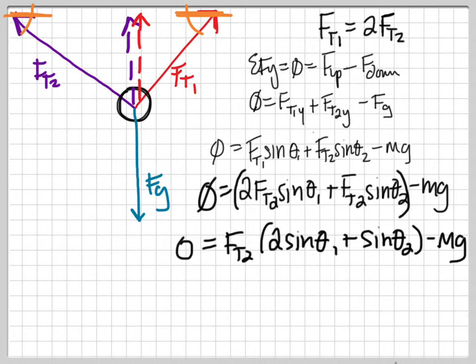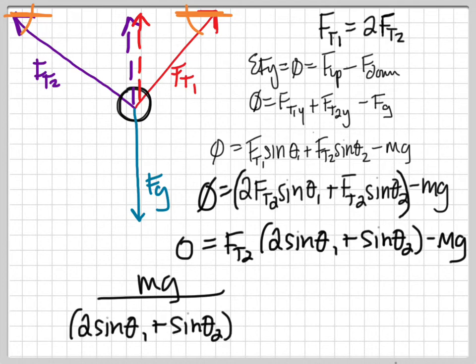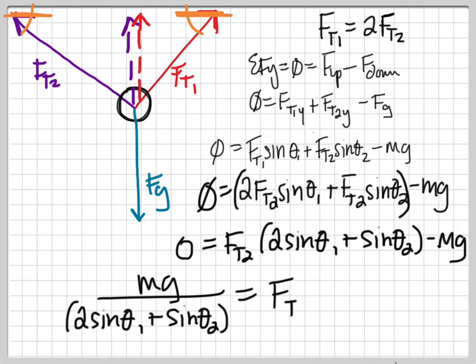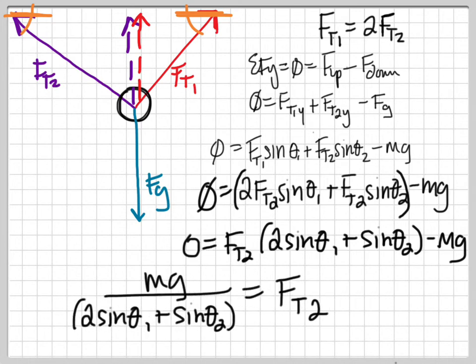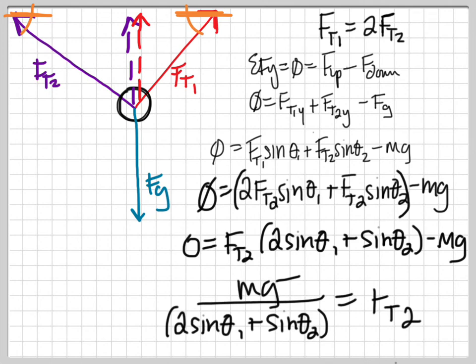So at this point, we can get an expression for FT2. We've taken all the information we had, and all we knew was that it wasn't moving vertically, and we knew that the force of tension in one cable was twice that of the other. And that gets us an expression, so we would do mg divided by this equals force of tension 2. So now if only we had those angles, life would be grand.